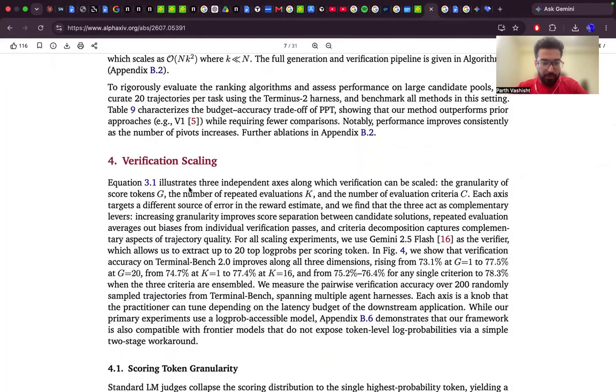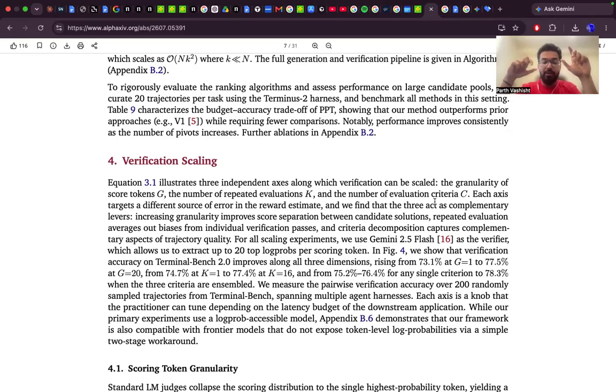Equation 3.1 illustrates three independent axes along which verification can be scaled: the granularity of the score tokens G, the number of repeated evaluations K, and the number of evaluation criteria C. Now, each axis targets a different source of error in the reward estimate, and we find that the three act as complementary levers.